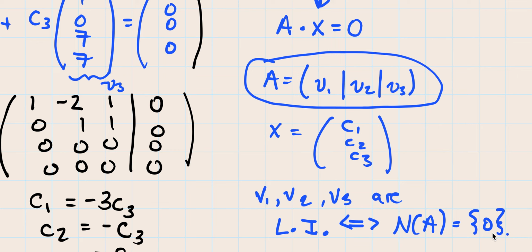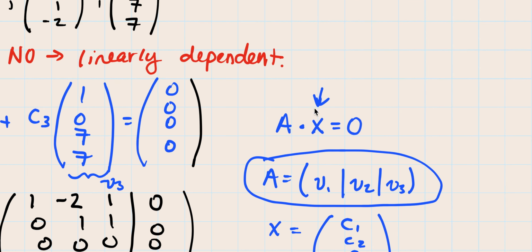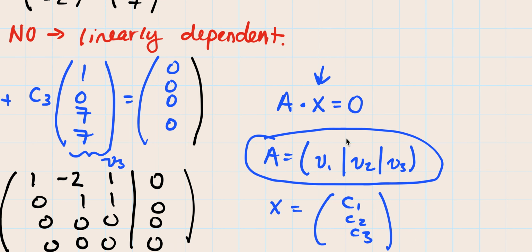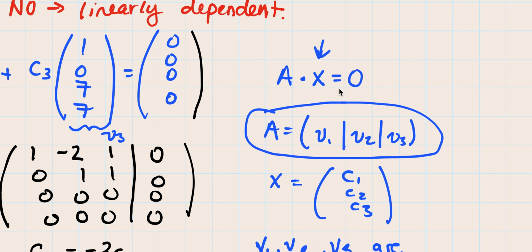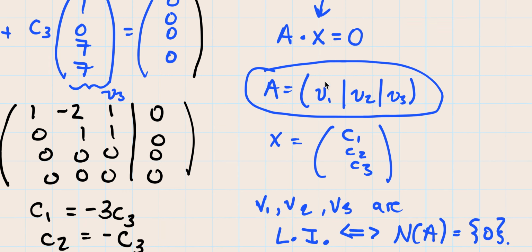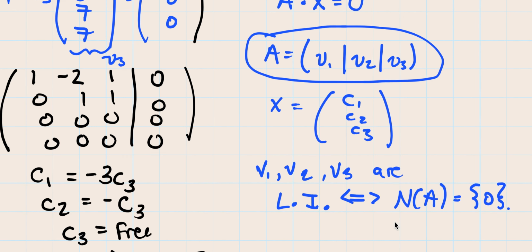Now the null space is always going to have at least one vector in it, and that vector being 0, because 0 is always a solution to A times x is equal to 0. But it could have more. And if you have more than one vector, then you will find that the null space will have more than one vector. So it won't just include the 0 vector. So linearly dependent means it'll be bigger than just the 0 vector. The null space will be bigger.